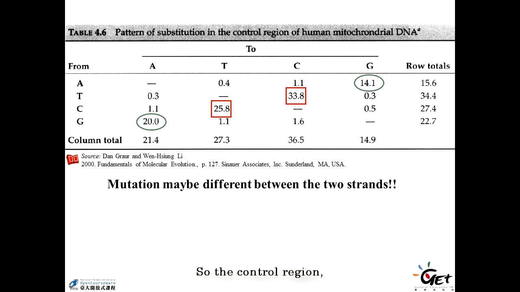The control region, some people also call it the D loop region of the mitochondria. And in a lot of species, they are more AT rich in sequence. So there are more ATs in the region compared to GC. So this is the pattern we observe from the AT rich region.